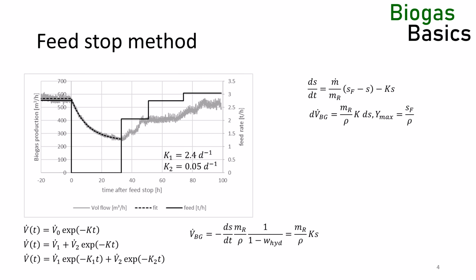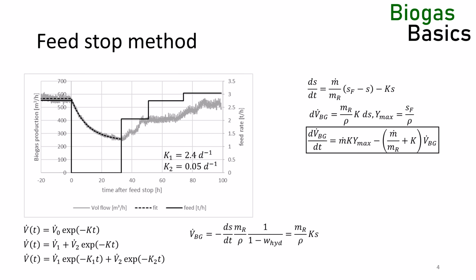We can rearrange the formula to get a differential equation for the biogas production as a function of feed rate and current biogas production, which we can integrate over time. This is the result. The model overpredicts the gas production. That is not entirely surprising.